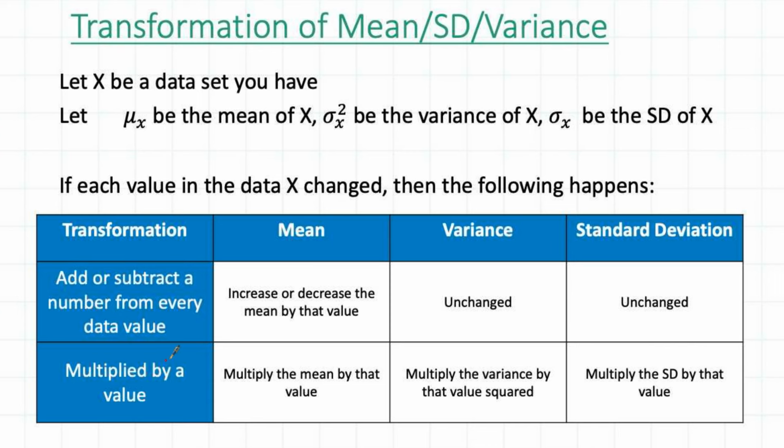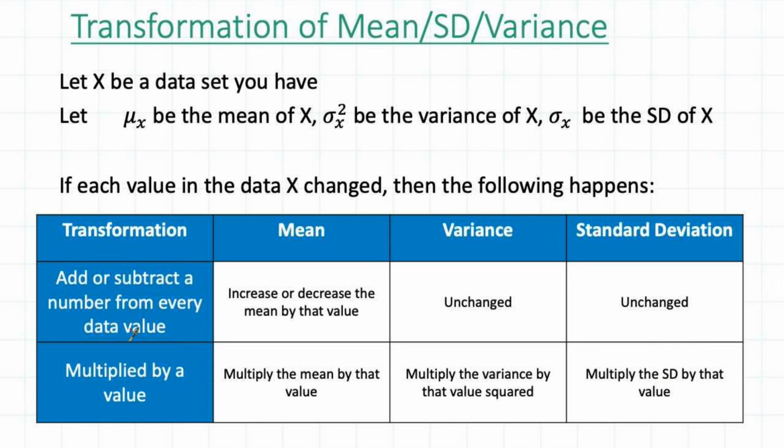Now, what if you multiplied by a value? And when we say multiplied by a value, we also take into account dividing by a value. So dividing by 2 would be the same as multiplying by 1/2. So when you multiply by a value, the mean will also multiply by that value. The variance will multiply by that value squared, and the standard deviation will multiply by that value also. So it will change because, again, think of the data multiplying, so increasing. So the distance will increase also, and the mean will also change.